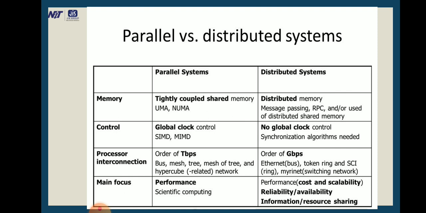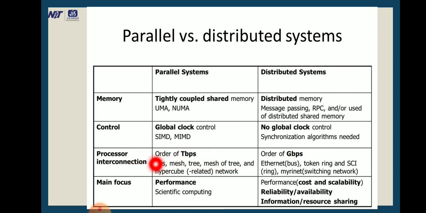Parallel versus distributed systems. These are the differences between parallel and distributed systems. When we compare memory, parallel systems have tightly coupled shared memory, UMA, NUMA, etc. Distributed systems have distributed memory, message passing, RPC, and or the use of distributed shared memory. Control: parallel systems have global clock control, SIMD, MIMD. In a distributed system, there is no global clock control, and synchronization algorithms are needed.